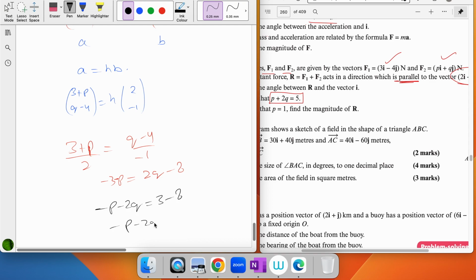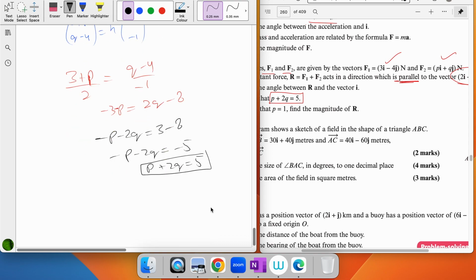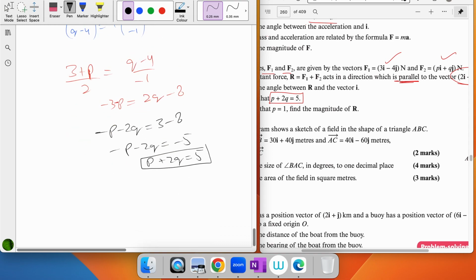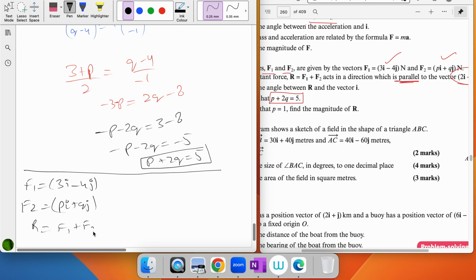I'll repeat. No issues, just let me collect the data on one side, it would be easy. F1 is equal to 3i minus 4j, first thing. F2 is equal to pi plus qj, that's unknown. And R is equal to F1 plus F2. And it is given that it is parallel to 2i minus j.